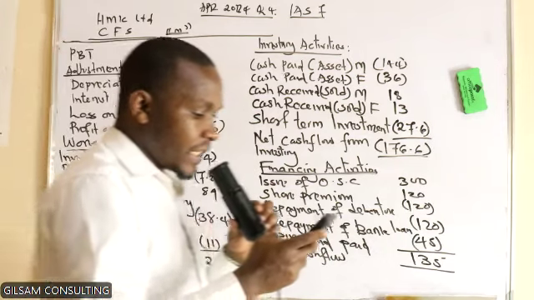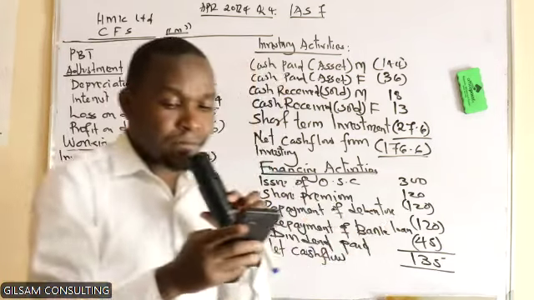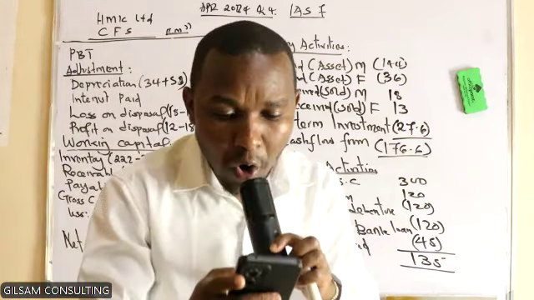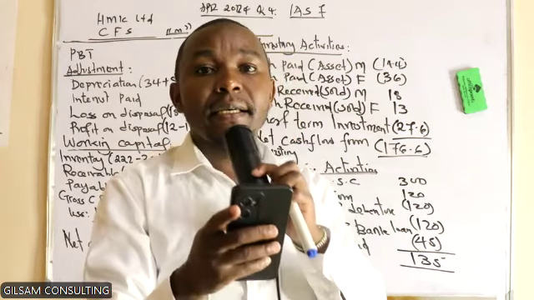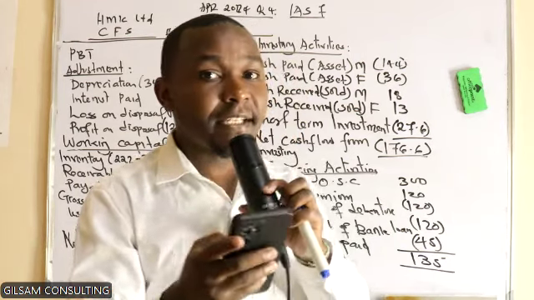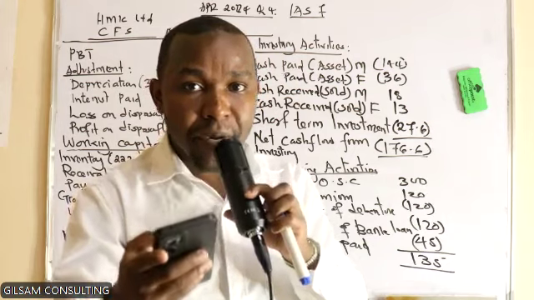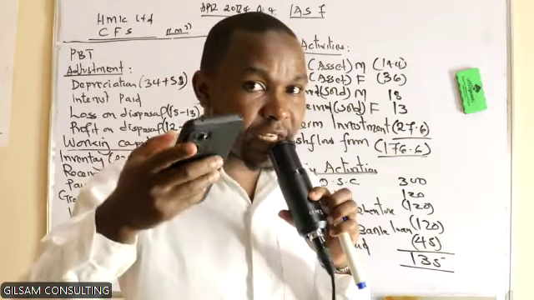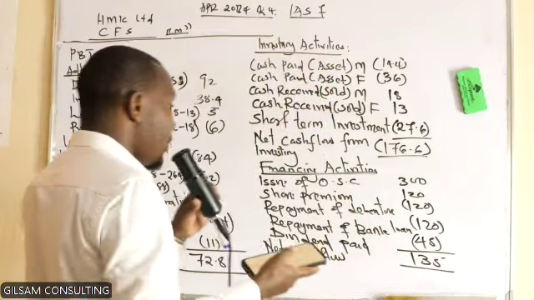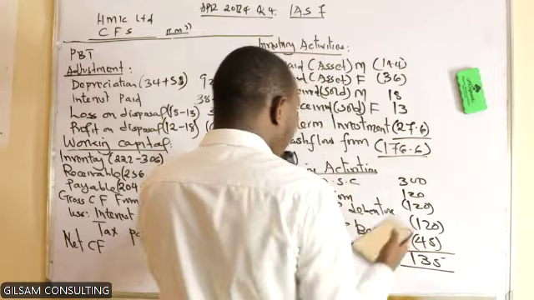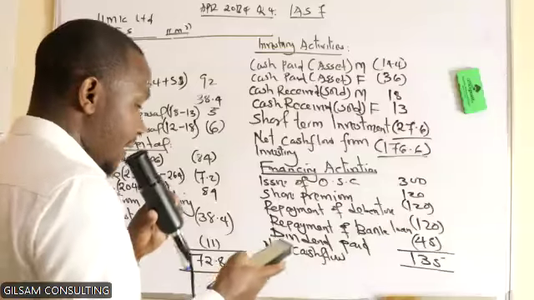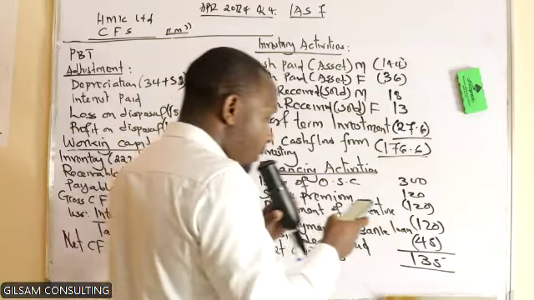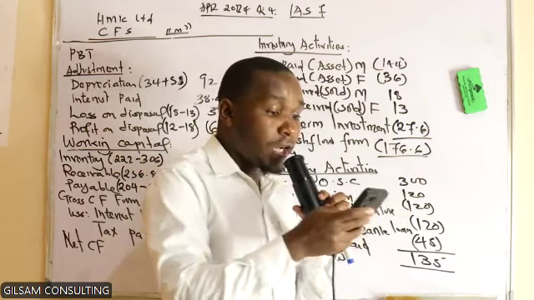We have debentures there. In 2022, we had 300 million, but now we have 180 million. So the difference is a decrease in debentures, which means we paid more debentures in the current financial year, that is 120 million. And then look at the bank loan, go to the non-current liabilities.